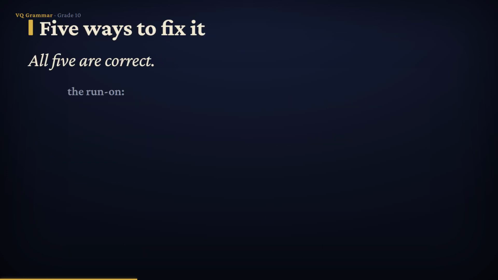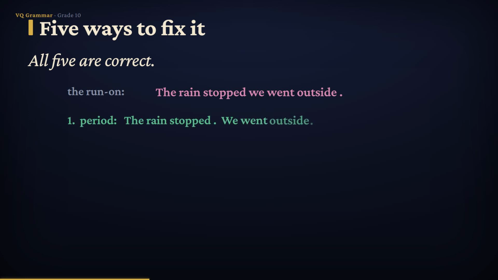Alright, so you have spotted a run-on. How do you fix it? You actually have 5 doors to choose from, and every one of them is correct. Take our run-on. The rain stopped we went outside. Fix 1. Make 2 separate sentences with a period. The rain stopped. We went outside. Fix 2. Add a comma plus a coordinating conjunction: and, but, or, so. The rain stopped, so we went outside.